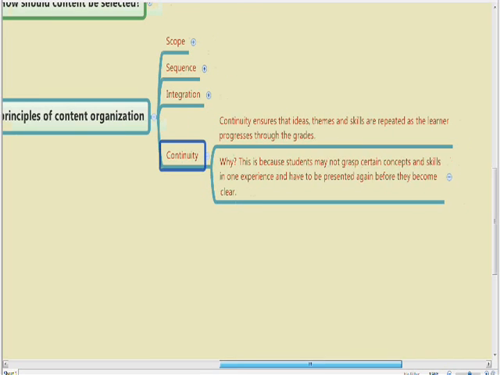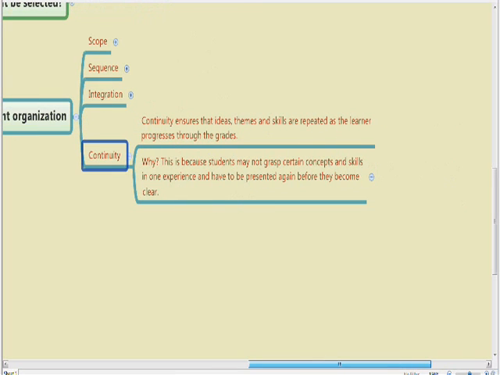And then, most importantly, is continuity. The curriculum needs to be continuous for people to participate. Continuity ensures the ideas, themes, and skills are repeated as the learners progress through the grades. Why? Because students may not grasp certain concepts and skills in one experience, but when presented again, they become more and more familiar and clearer.